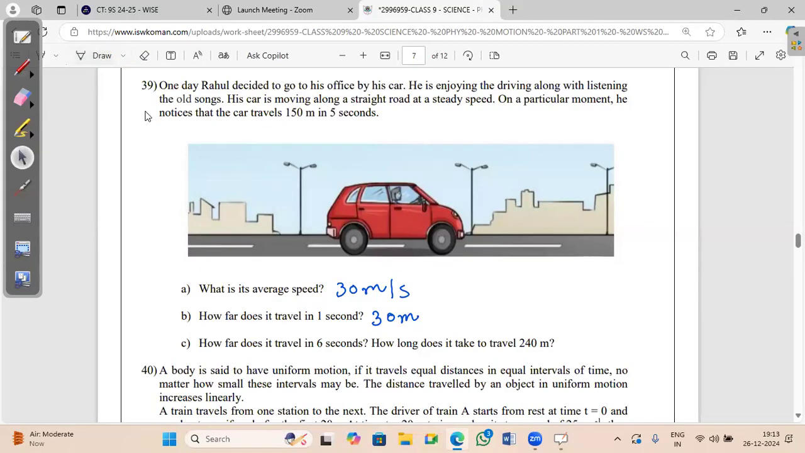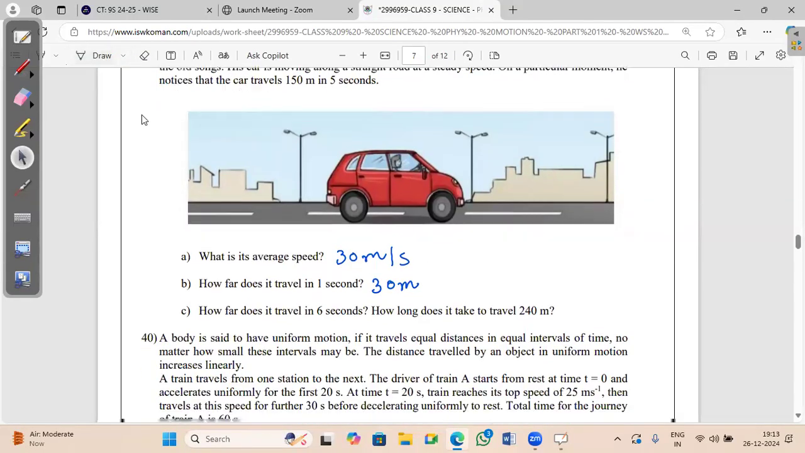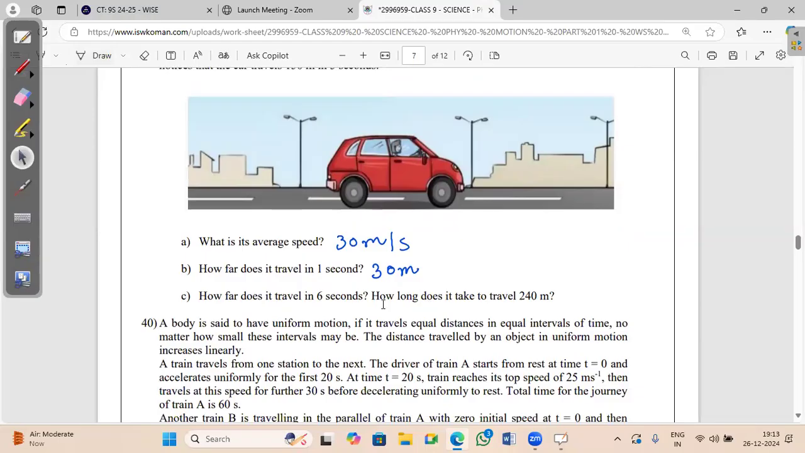Sir, 30 into 6, which is 180. 180 meters. So you use the formula speed equal to distance over time. So distance will be speed multiplied by time. Speed is 30 and time is 6. So 30 times 6 is 180 meter.